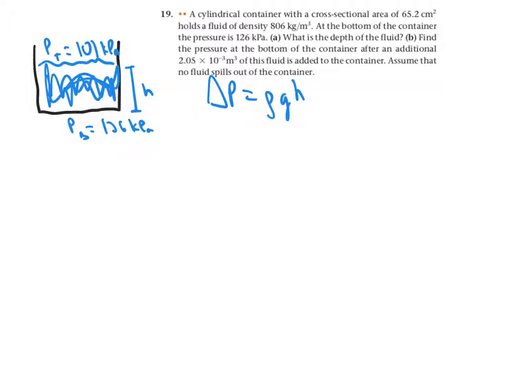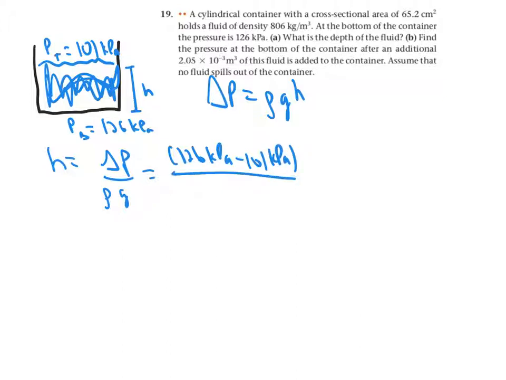Solving that, we find that h is delta p over rho g, which is 126 kilopascals minus 101 kilopascals, all over 806 kilograms per meter cubed times g, which is 9.81 meters per second squared. This is 3.16 meters. And we have 3 sig figs, so that seems about right.